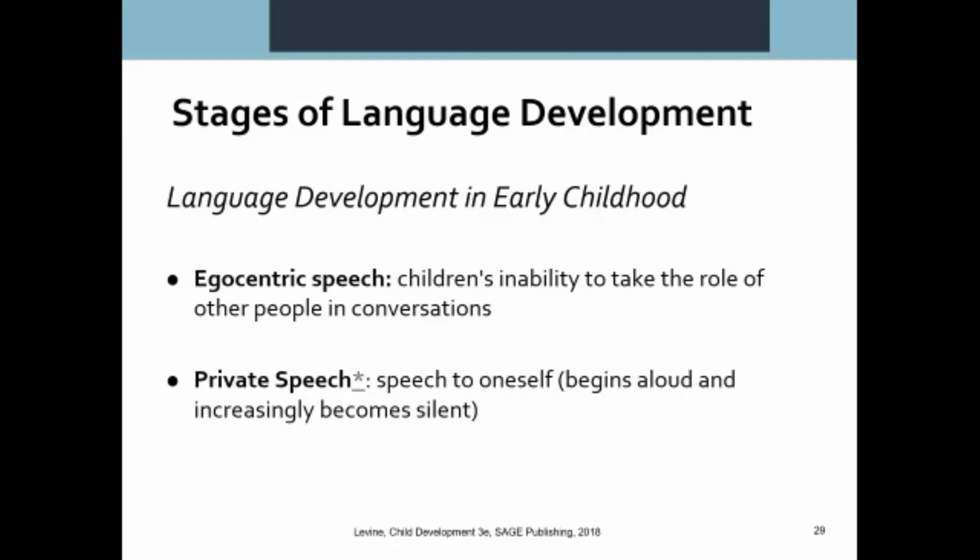They believe that everyone can hear them as they talk to themselves, so they have an inability to take the role of other people in conversations. So Piaget saw it as a weakness. Vygotsky saw it as very important. It turns out Vygotsky was right on this one.